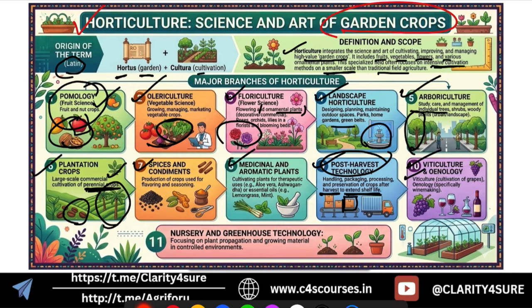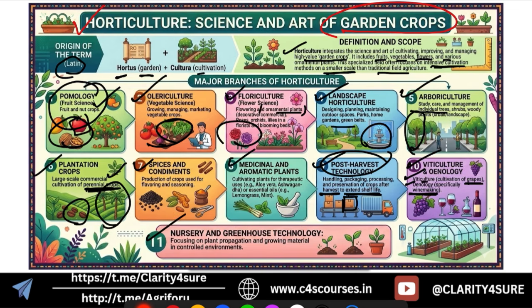Then viticulture and oenology. Here viticulture is about cultivation of grapes. It is just cultivation. Culture is cultivation, right? But oenology is about wine making from the grapes. So remember, when it is culture, it is grape cultivation, but oenology, or whatever its pronunciation is, is specifically about wine making from the grapes.